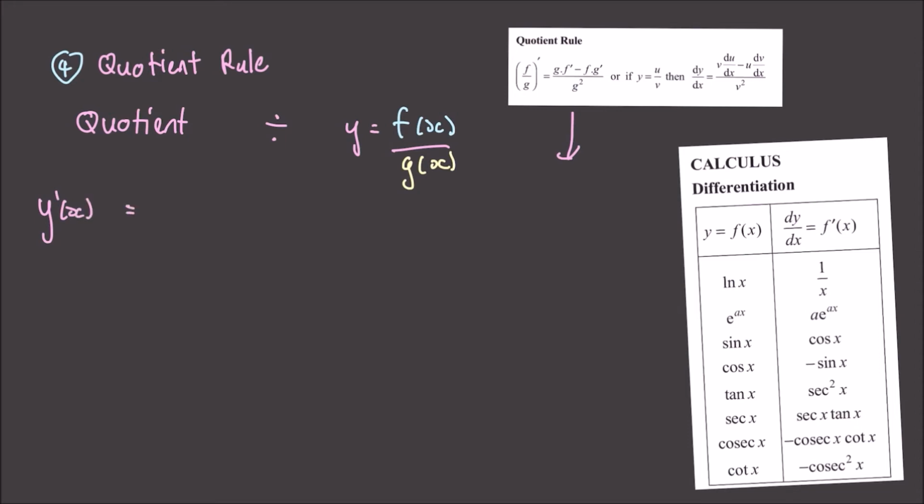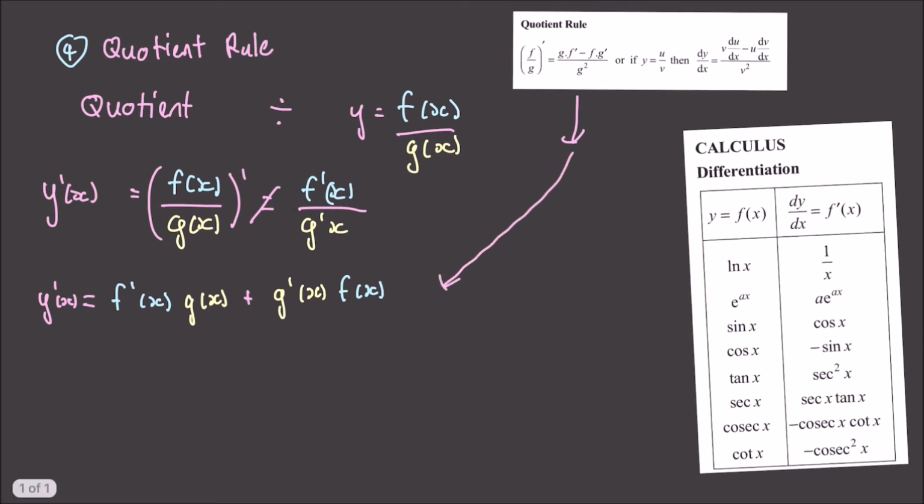You see how you need the f prime g bit first. So we'll identify f as the top bit, g is the bottom. We're going to differentiate it, and it is not just the same as this. So instead we're going to have to use the product rule, very similar, except we're going to put a minus, which is why I did it that way in the first place, and we're going to divide by g squared.